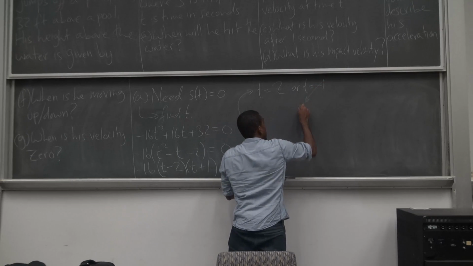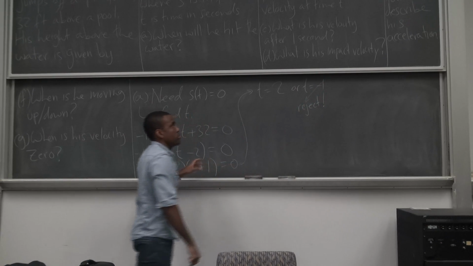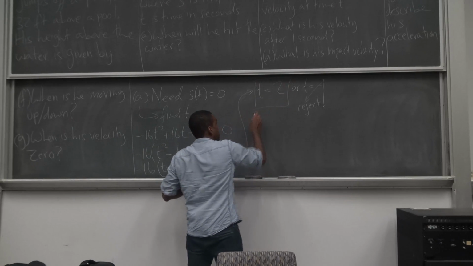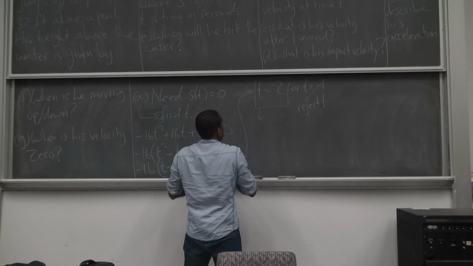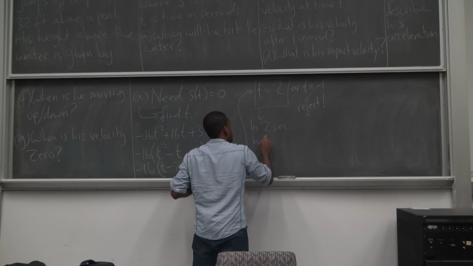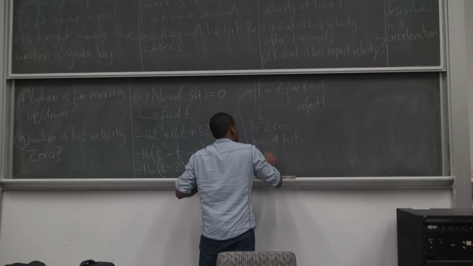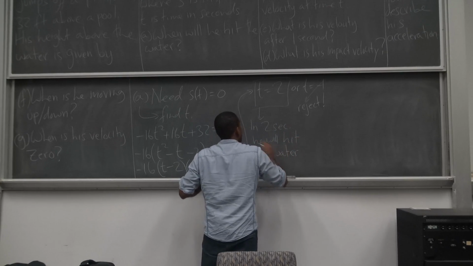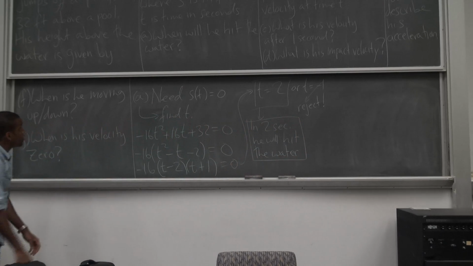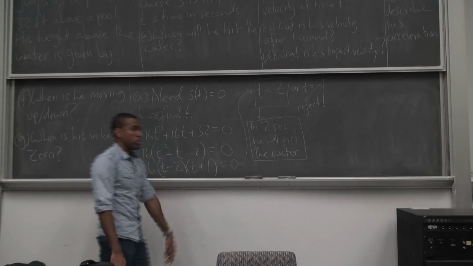In which case we reject this. We don't accept negative time in our universe. We're not in quantum physics here. So t equals 2 is the answer: after 2 seconds, in 2 seconds you will hit the water. So if you jump off a platform, and you're 32 feet above the water, you will hit the water in 2 seconds.